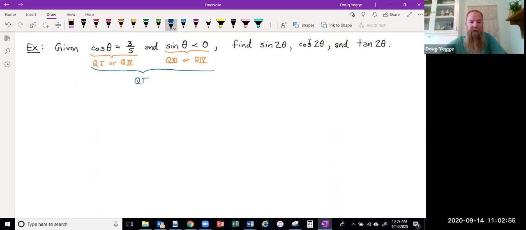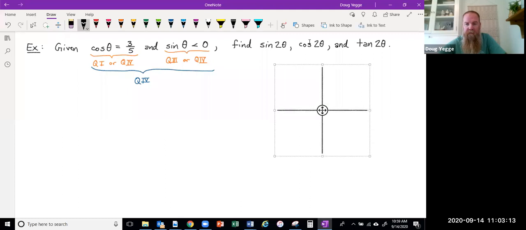Okay, so the angle that we're given is in quadrant 4. But notice that we're trying to find sine of twice that angle. So let's just visualize what we're trying to look at at this point, by drawing an xy coordinate plane here. Okay, so we know that cosine of theta is 3/5. So that means that the x coordinate would be about 3, the y coordinate would be 5. I'm sorry, the hypotenuse would be 5.